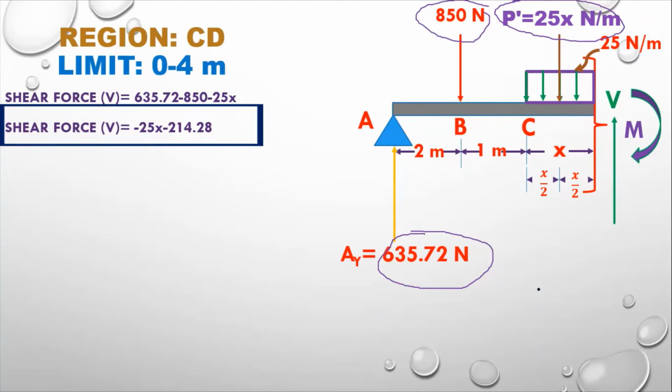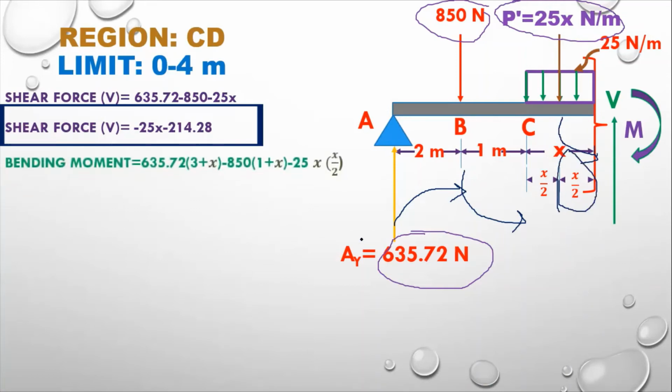When I multiply 635.72, it should be multiplied by 2 plus 1 plus x because it covers the whole distance. When I multiply 850 Newton with its distance, it will be 1 plus x. And when I multiply 25x, it should be negative, and it will be 25x into x upon 2, this distance. So you can see this equation: 635.72 in brackets 3 plus x, minus 850 into 1 plus x, minus 25x into x upon 2.